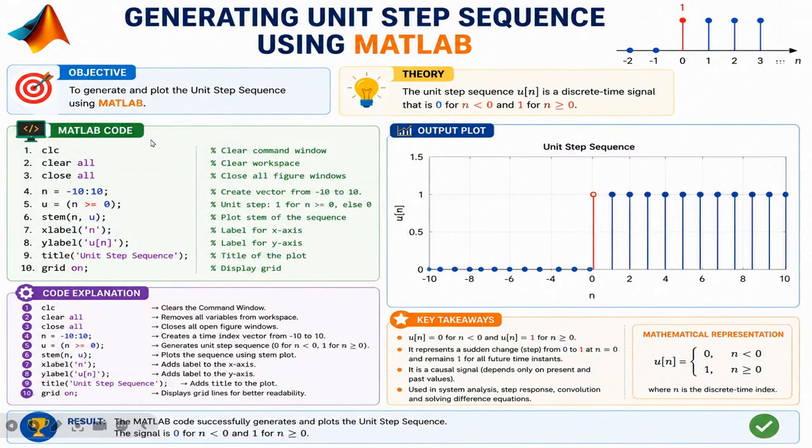Now here we can see how to generate a unit step sequence using MATLAB, which is one of the most widely used software tools for digital signal processing, and it is organized into several sections. That is, first is the objective, then you have theory, then MATLAB code, output plot, then code explanation, the key takeaways, and also the result.